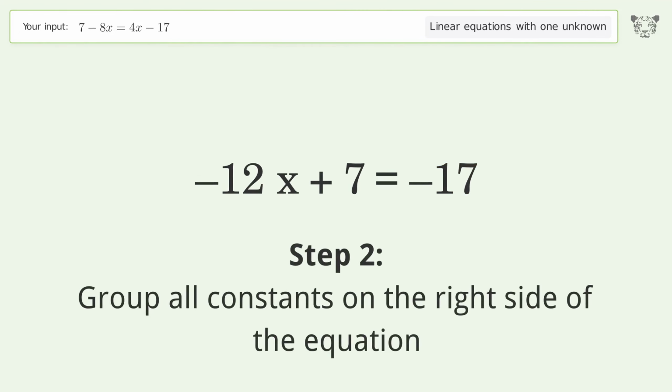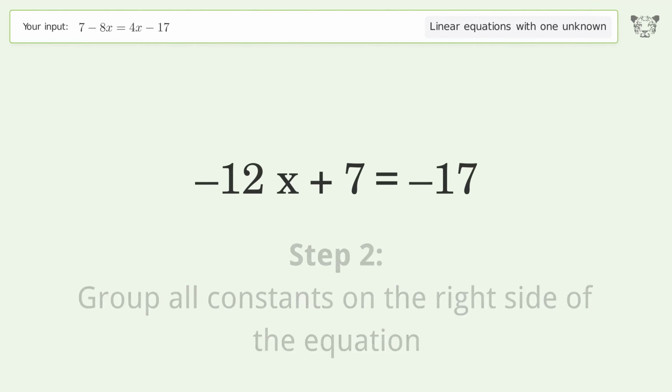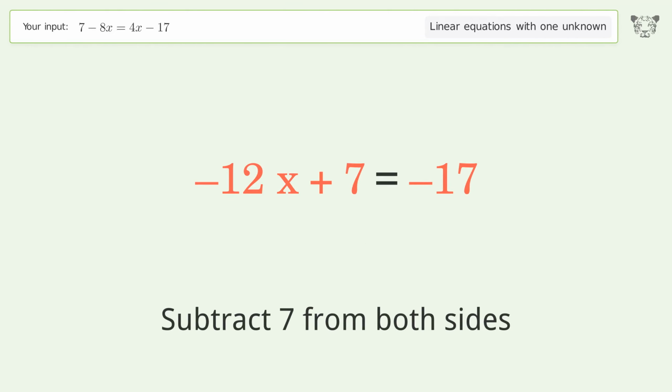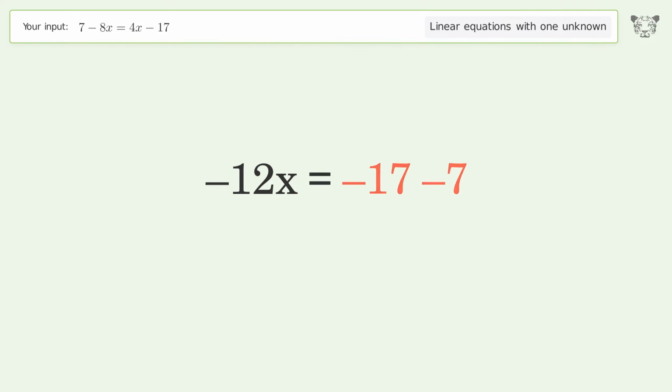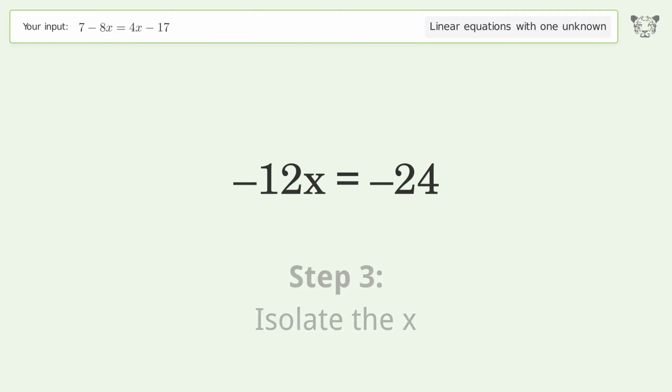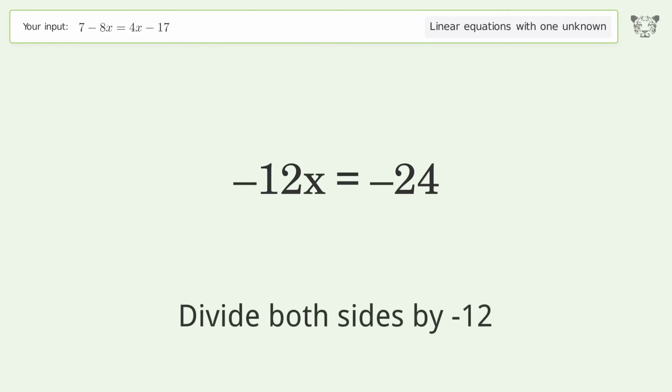Group all constants on the right side of the equation. Subtract 7 from both sides. Simplify the arithmetic. Isolate the x. Divide both sides by -12.